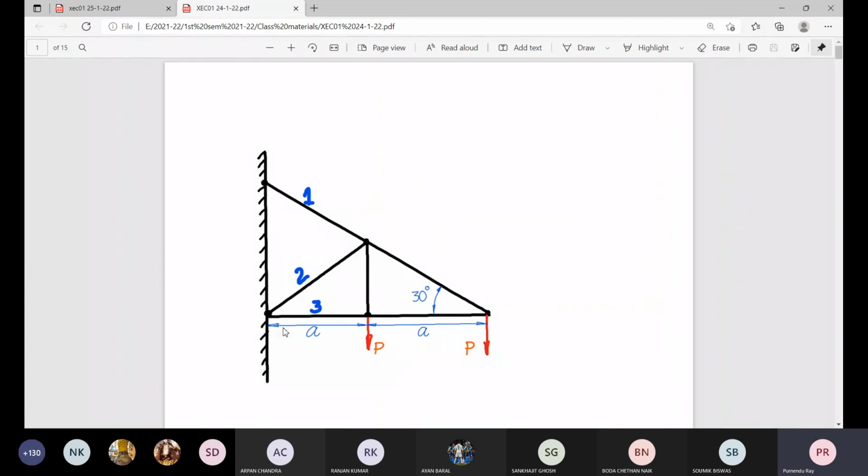This is the geometry. Same distance, small a, inclination is 30 degree. So from this isosceles triangle, you can find this angle is also 30 degree. And you have been asked to find out the forces in this member 1, 2, and 3.